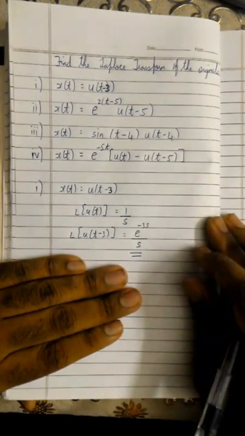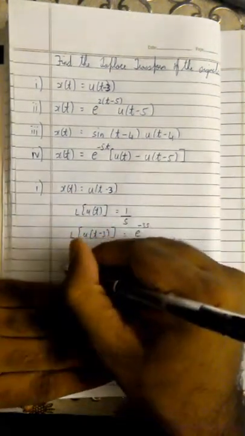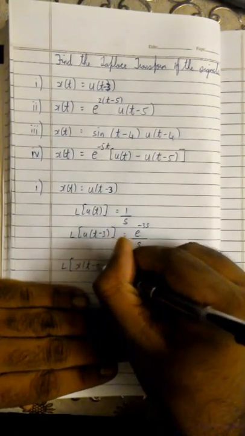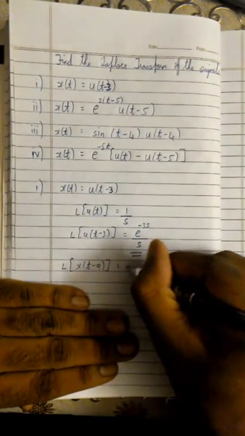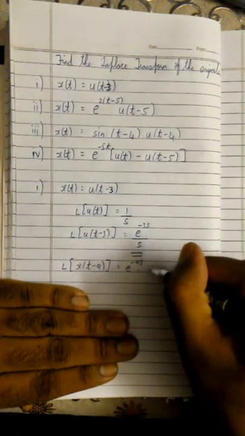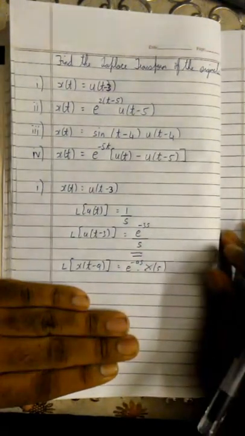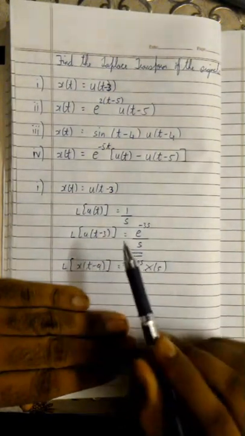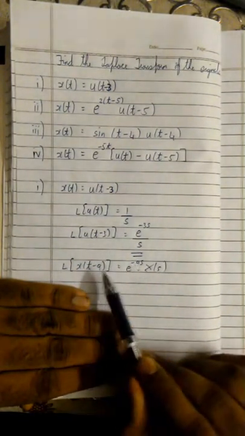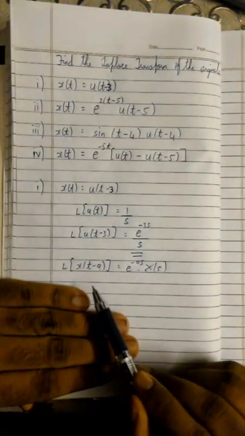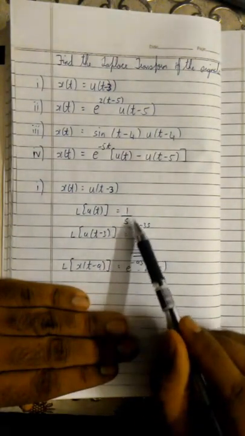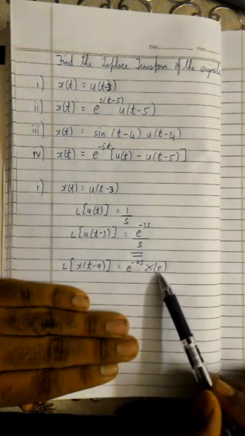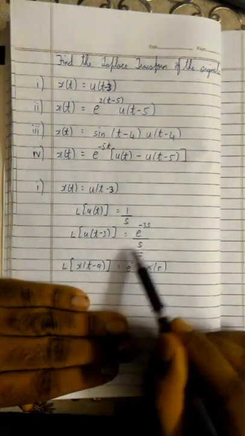The reason is because according to the time shifting property, the Laplace transform of x of t minus a is equal to e raised to minus as into X of s, right? So here it is minus a, so here is also minus a. In this case, a is equal to 3, so minus a is equal to minus 3. So whatever Laplace transform we are getting over here, 1 by s, that represents X of s. So you multiply e raised to minus 3s with 1 by s. That's why you got this answer.